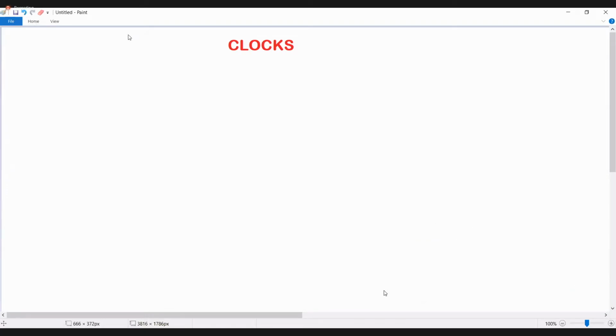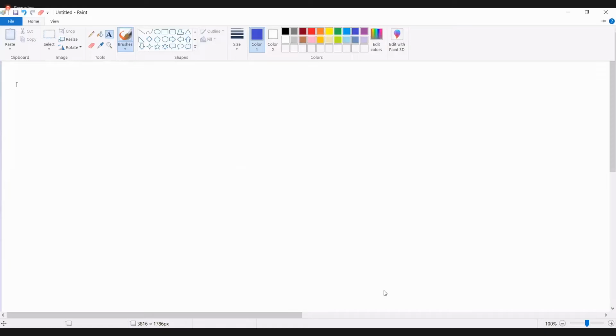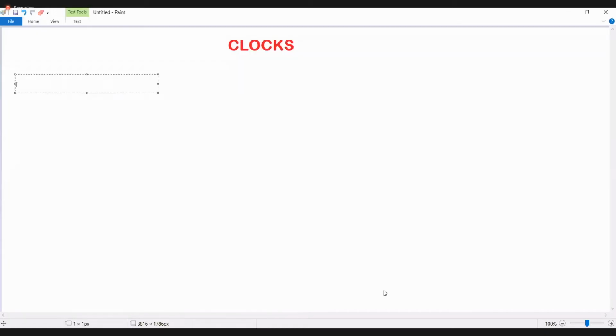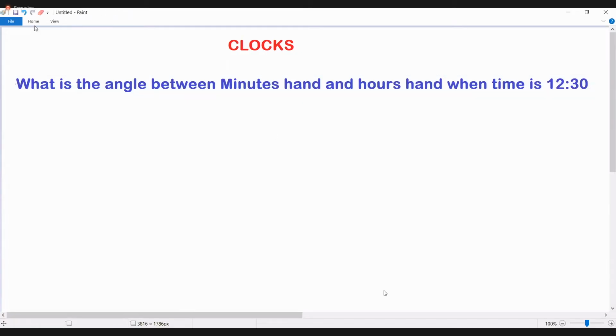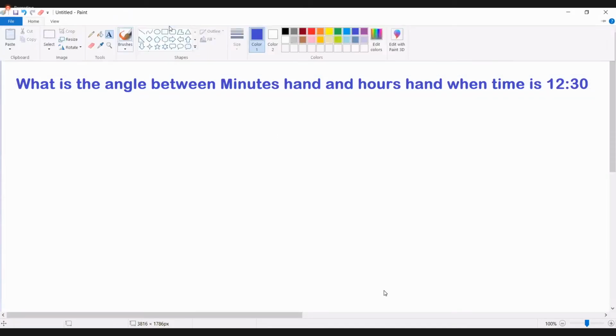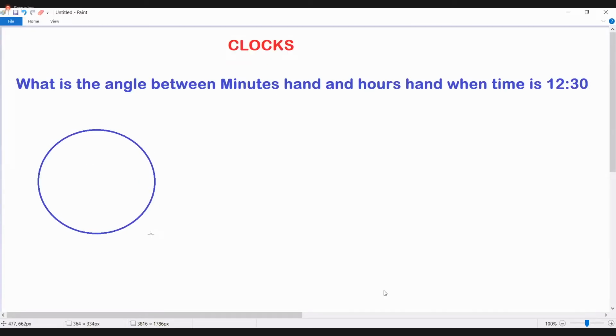For example, suppose we have a question like the one we took in the previous video. I'm taking the same question again. The question is: what is the angle between the hands when the time is 12:30? Whatever approach we applied previously, let me use the same approach and make it clearer. So this is 12 o'clock 30 minutes, 12:30.